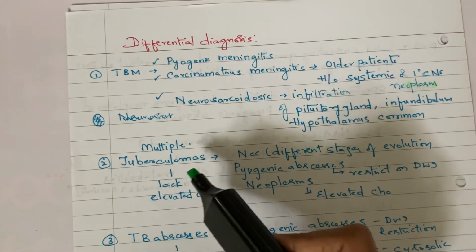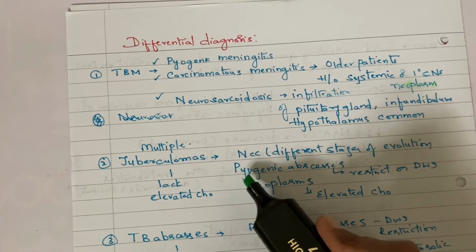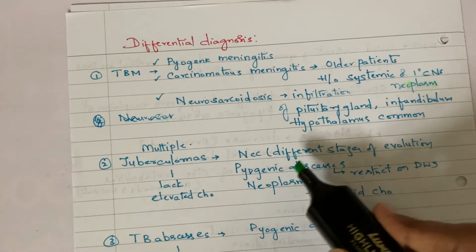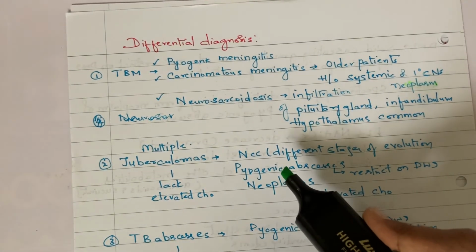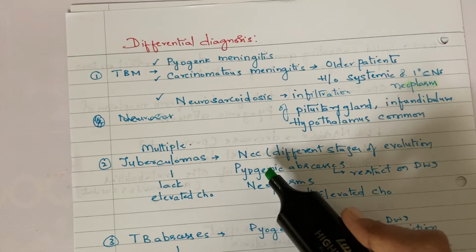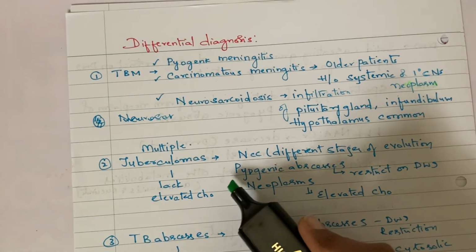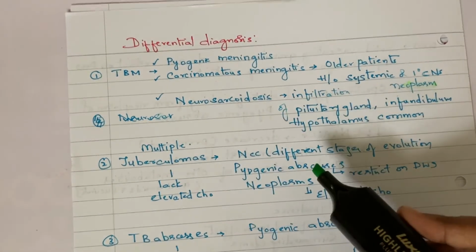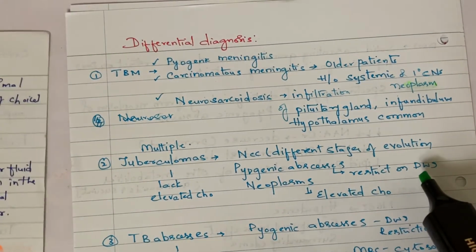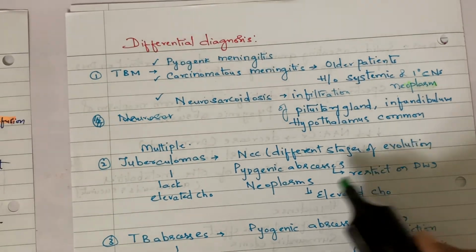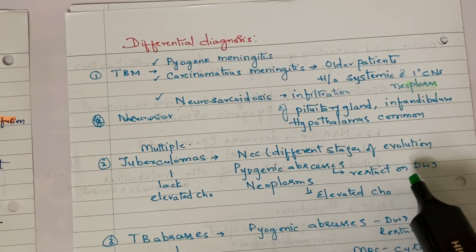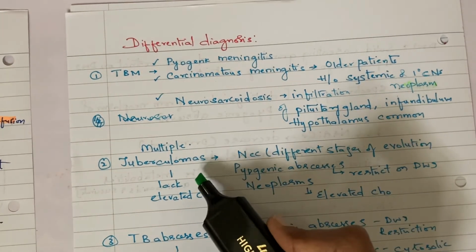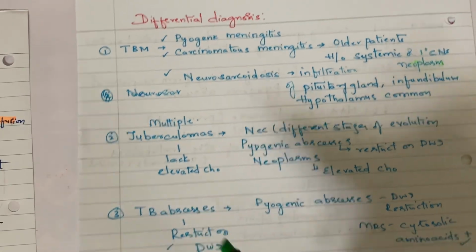Coming to tuberculomas, for multiple tuberculomas one of the most common differentials is NCC, neurocysticercosis. In neurocysticercosis, there will be different stages of evolution. This is one more question I'll be discussing in another video: how do you differentiate tuberculomas from neurocysticercosis? Another differential for tuberculomas is pyogenic abscess. Tuberculomas are solid caseating lesions and they do not restrict on diffusion weighted imaging, whereas pyogenic abscesses restrict on DWI. Neoplasms will have elevated choline levels. Tuberculomas lack elevated choline, and a lipid lactate peak will be there.